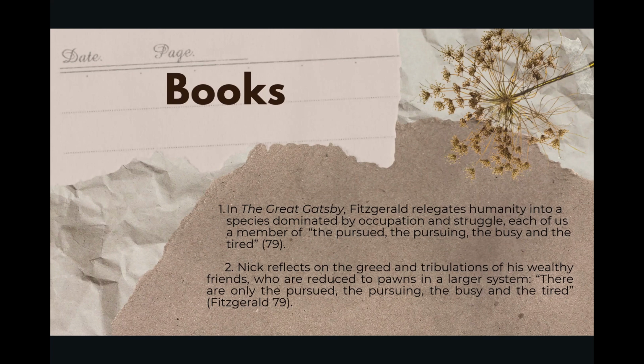In the second example, and you can take a moment to read that, this acts as if we've already been discussing the book, The Great Gatsby, because we've mentioned a character here, Nick, and we're talking about how he's reflecting. So we're placing the quote in context. So if you've already been talking about a book or an article or something, this is a good way to introduce a quote. In this case, we have a colon, and then we have the entirety of the quote. There are only the pursued, the pursuing, the busy, and the tired.